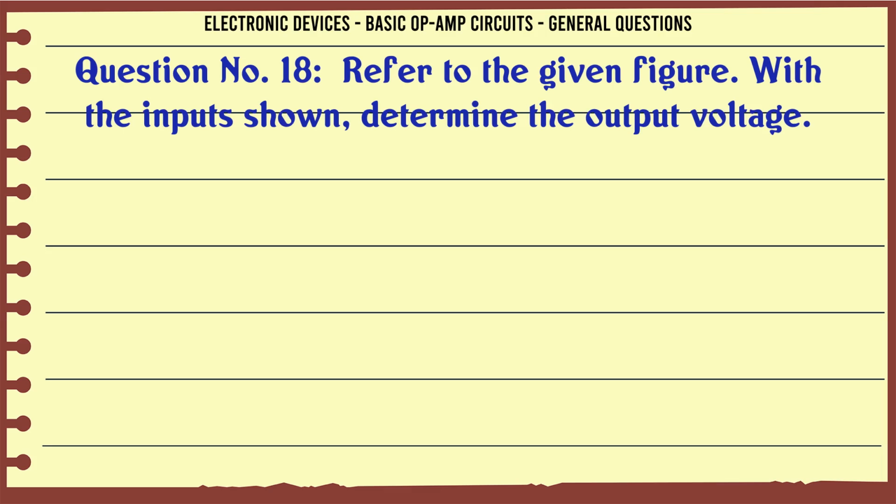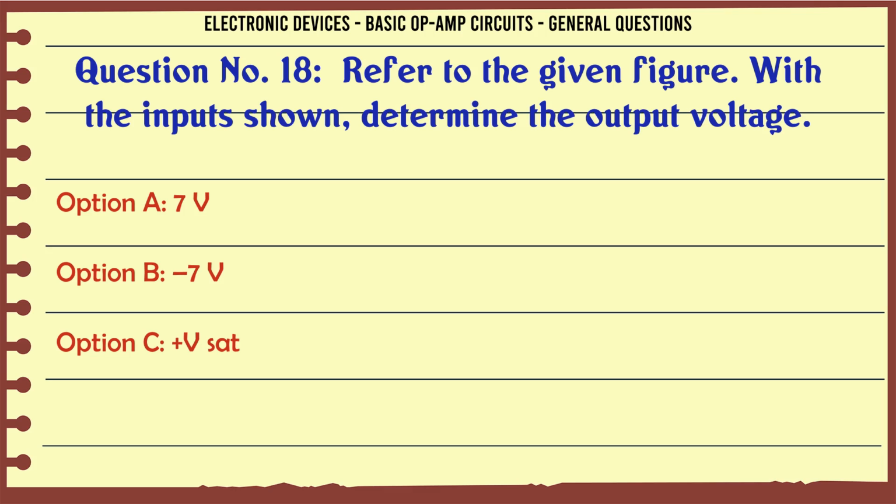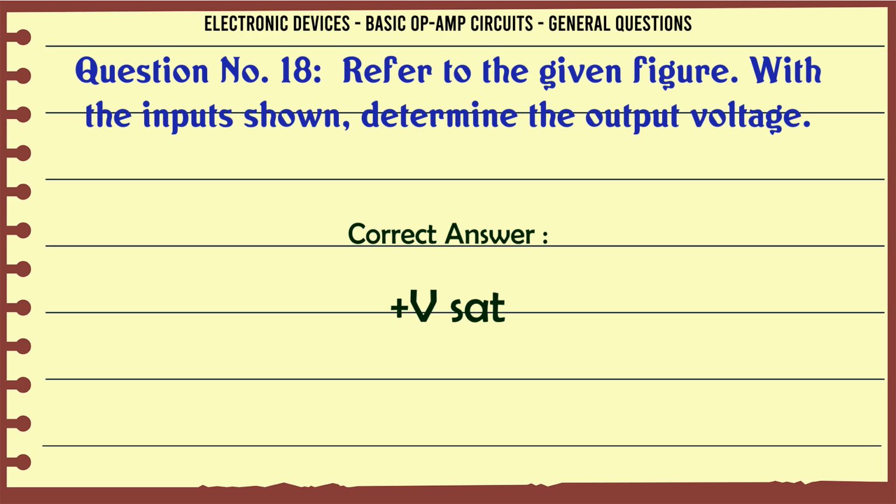Refer to the given figure. With the inputs shown, determine the output voltage. A. +7 V, B. -7 V, C. +Vsat, D. -Vsat. The correct answer is Vsat.